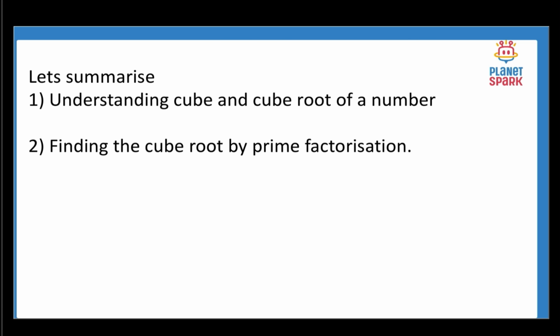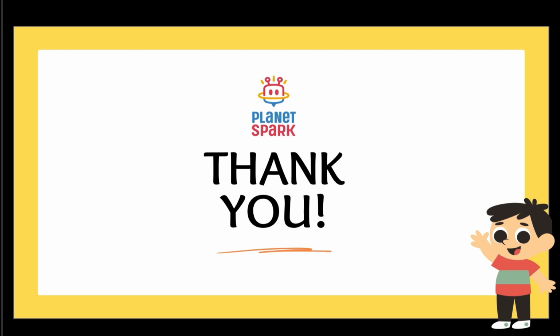So we have understood the concept of cube and cube root. We have learned how to find cube root by prime factorization.